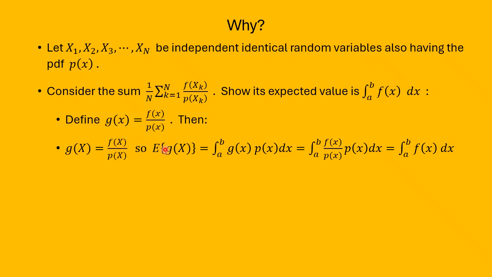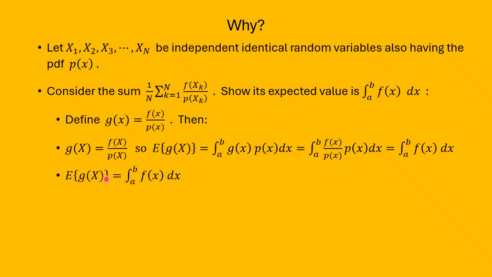So let's look at the expected value of g of X. By our expected value formula from before, that's going to be the integral from a to b of g of x times p of x dx. But g of x, remember, is f of x over p of x. So we plug that in, and we notice that we have p of x divided by p of x here, and so this integrand becomes f of x. So the expected value of g of X is this integral of f of x. Okay, well that's nice.